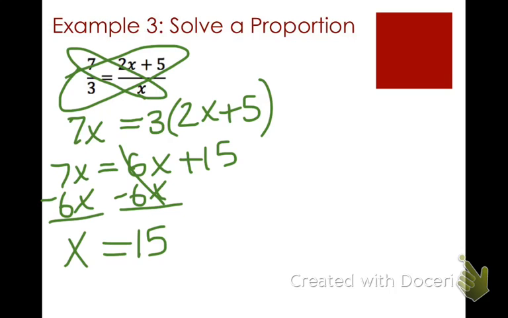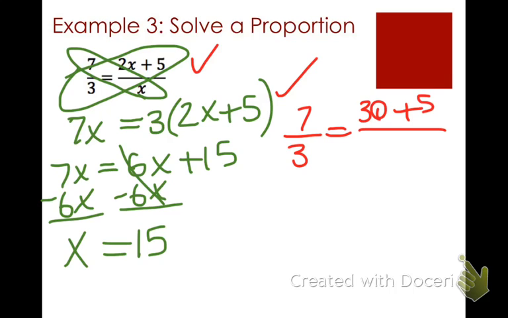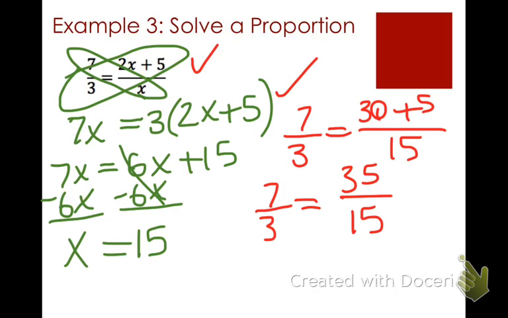And again, to check it, I could either check this or this. 15 times 2 is going to be 30. So 30 plus 5 on top of that over 15. So you have 35 over 15. Well, that can be reduced, right? They both have 5 in common, so 5 goes into 35 7 times, and 5 goes into 15 3 times.